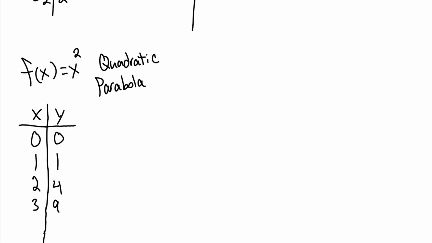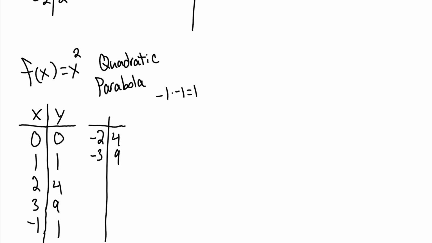Now on the negative side, when we put in -1, we're going to get out positive 1. And that's again because -1 times -1 equals positive 1. Let me carry the table over here. When we put in -2, we'll get out positive 4 for the same reason. And if we put in -3, we get out positive 9.